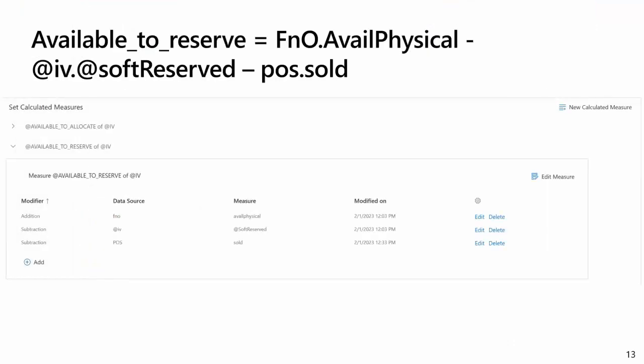With the physical measures defined, we then go ahead to define a calculated measure used for the available for reservation measure. We name it available to reserve, making the definition as we subtract the soft reserve quantity and actual sold quantity from the available physical quantity that is synchronized from Dynamics 365 Supply Chain Management.